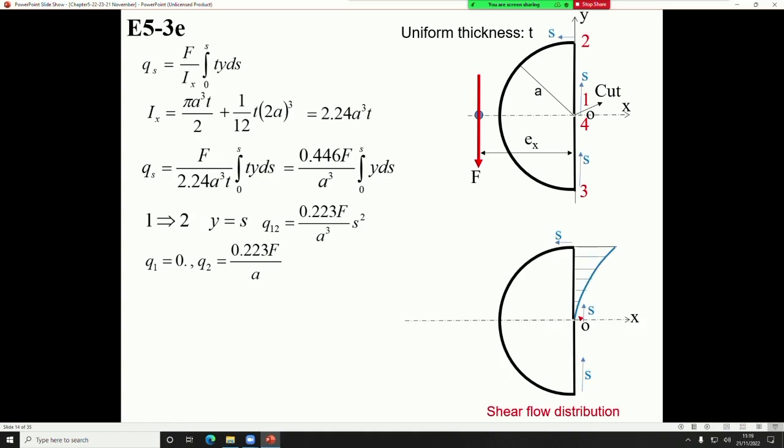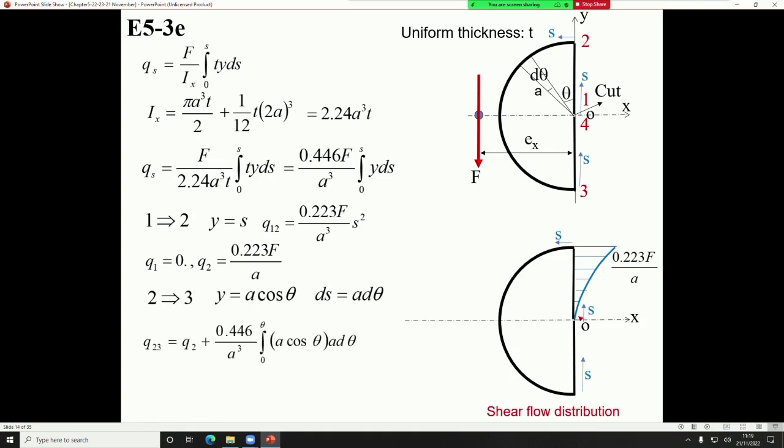So this is the distribution between 1 and 2. Now, between 2 and 3, we use polar coordinates, similar to the channel section I showed you earlier: y is equal to a cosine of theta, ds is equal to a d theta. If I substitute the values, I get a sinusoidal distribution.